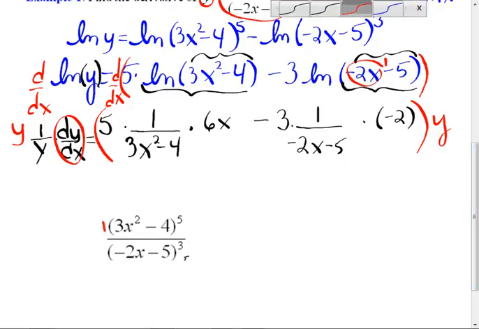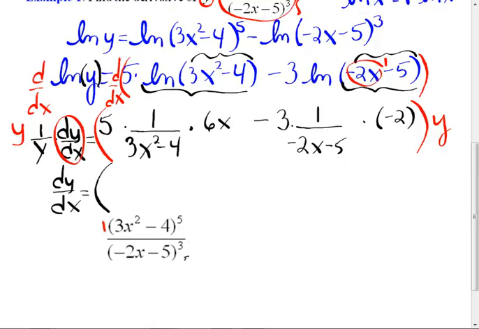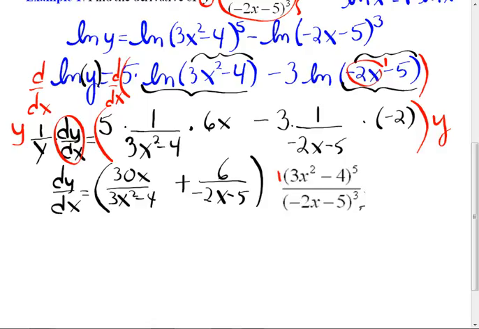dy dx is equal to this thing, and we don't have to simplify it, but we will. So 5 times 6x is 30x, just multiplying fractions, 3x squared minus 4. And then I do minus 3 times minus 2, so it's plus 6, once I factor out that negative there, times y. That's y.